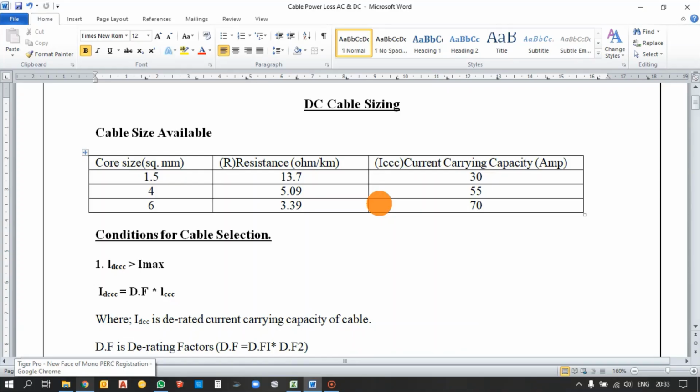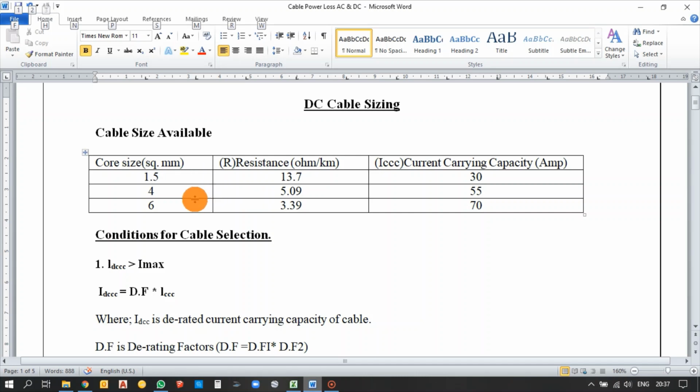Hi guys, let's see how to select a DC cable and AC cable and how to design a simple ACDB for a solar power plant. Starting with DC cable sizing. For DC cable sizing, take down the cables which are available in the market.